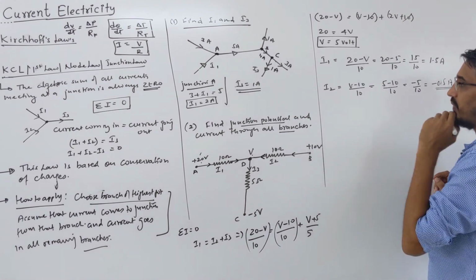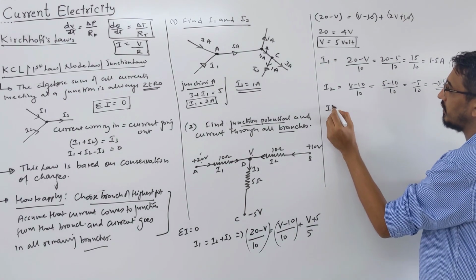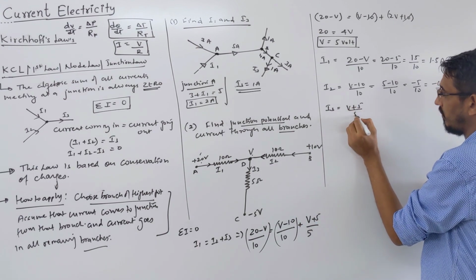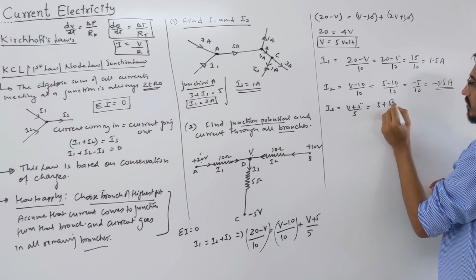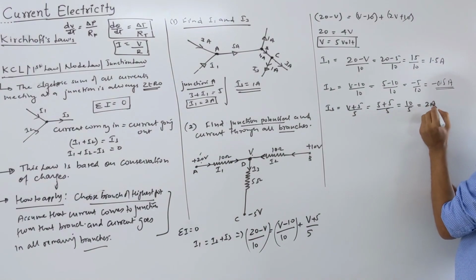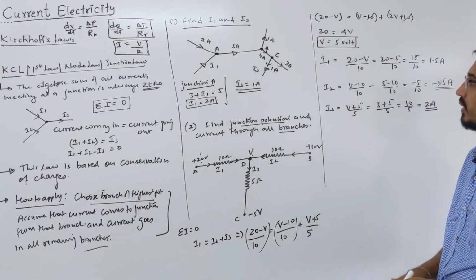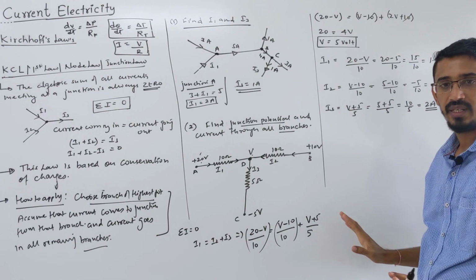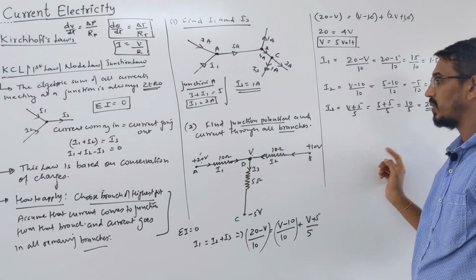Same way, now I3 is V plus 5 by 5. V is 5, so 5 plus 5 by 5, that is 10 by 5, which means 2 amperes. Now look here, other things you don't have to change. Your potential and everything are correct. Just the answer coming negative means the direction is opposite.